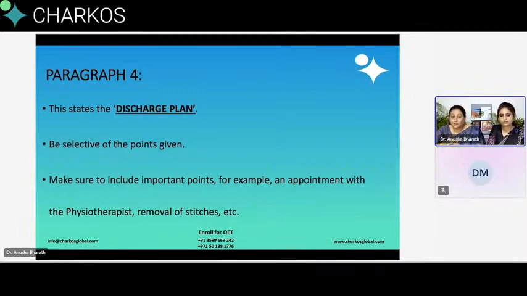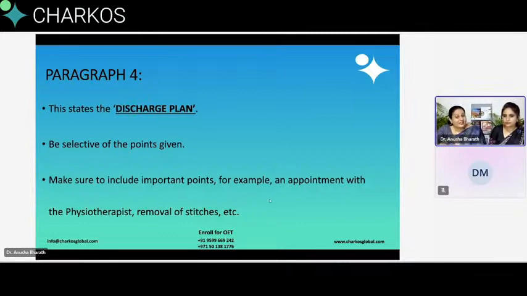Make sure to include important points, like something related to appointments. The patient after discharge might have an appointment with the physiotherapist, or sometimes an appointment for the removal of stitches. There might be information related to further tests to be conducted, or blood pressure or sugar levels to be monitored. Such important details have to be mentioned in paragraph 4. So you can say, kindly monitor the blood pressure of Mrs. Smith on a regular basis.